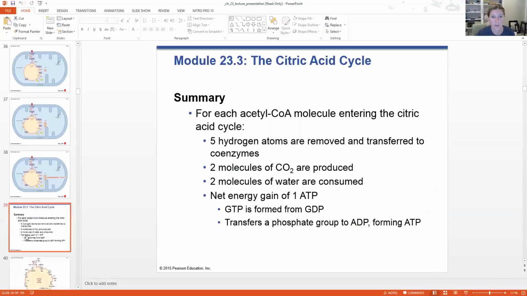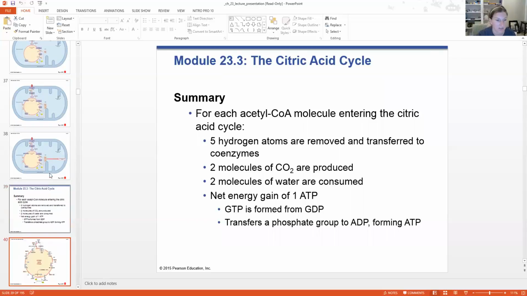So a quick summary for each acetyl-CoA that goes into the citric acid cycle: 5 hydrogen atoms are removed, 2 molecules of carbon dioxide are produced, 2 molecules of water are consumed. Overall, we're a net gain of 1 ATP, and that ATP is actually formed from GTP, which is the actual substrate created in the citric acid cycle.